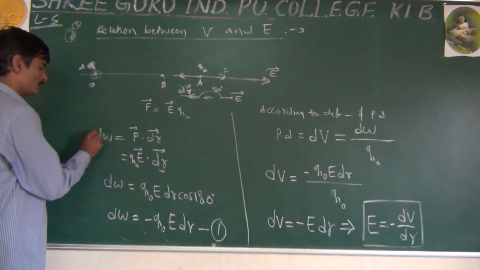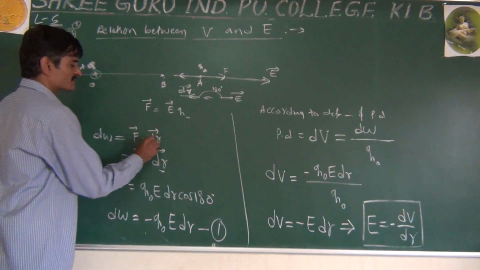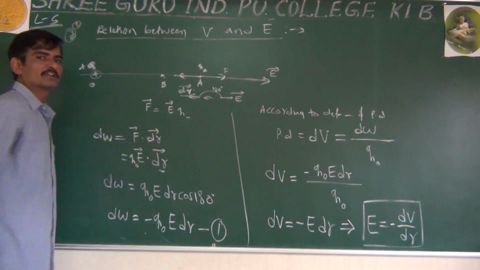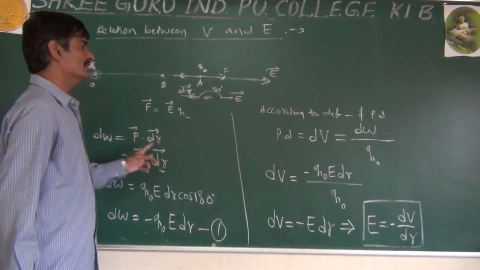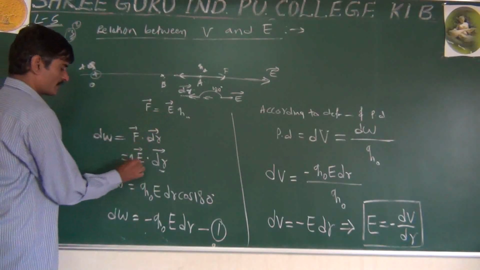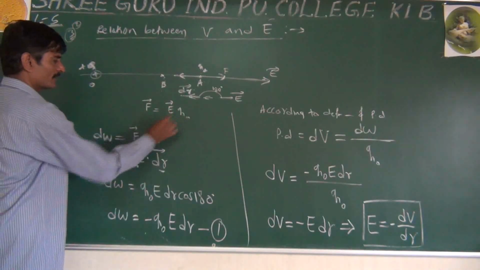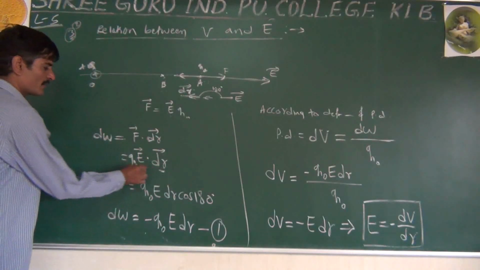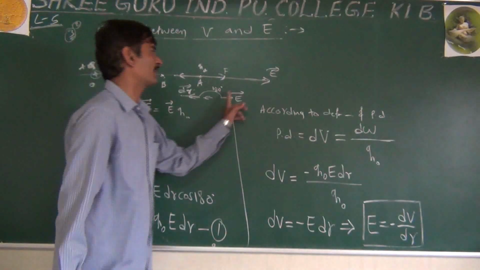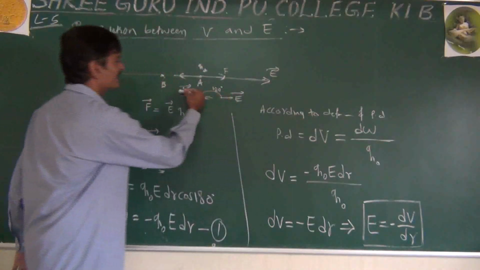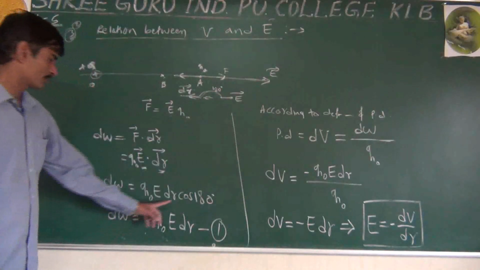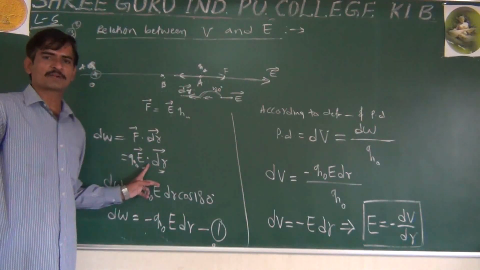The work done to move the test charge through a small distance dr is dW is equal to F dot dr. Now F, that is the electrostatic force, is Q naught into E, dot dr. And now we observe the angle between the electric field intensity and dr. The electric field intensity is in this direction and the displacement is in this direction, so the angle between them is 180 degrees. This is nothing but a dot product.